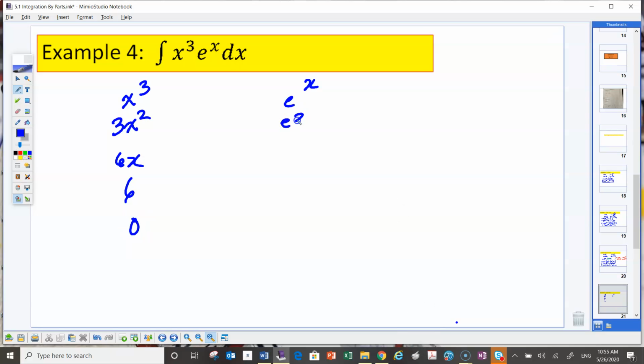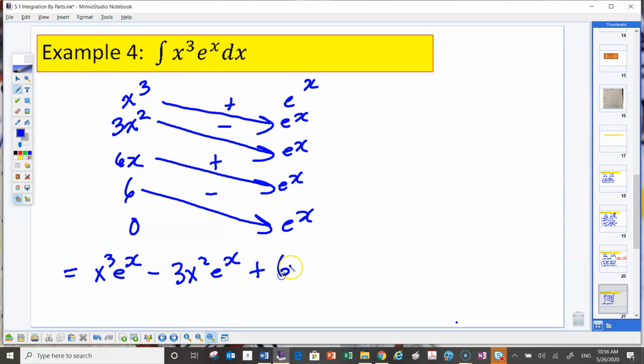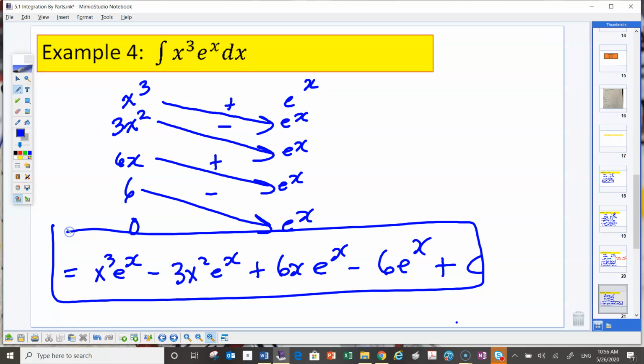And e to the x is just e to the x. And remember, I do this derivative along this table as many times as I've done the derivative there. And then I multiply those together, those together, those together, and those together. And again, my sign is plus, minus, plus, minus. So my answer is going to be x cubed times e to the x minus 3x squared times e to the x plus 6x times e to the x minus 6 e to the x plus a constant. And there would be your final answer, as opposed to having to integrate it 3 particular times.